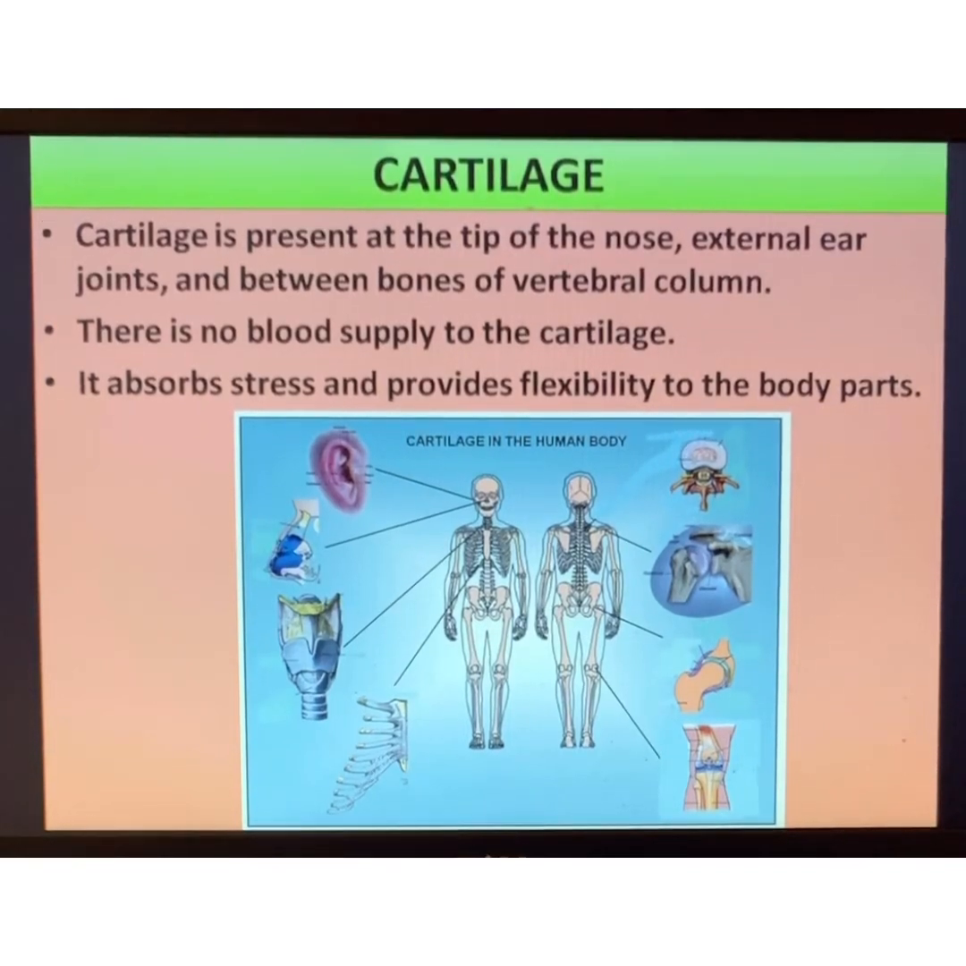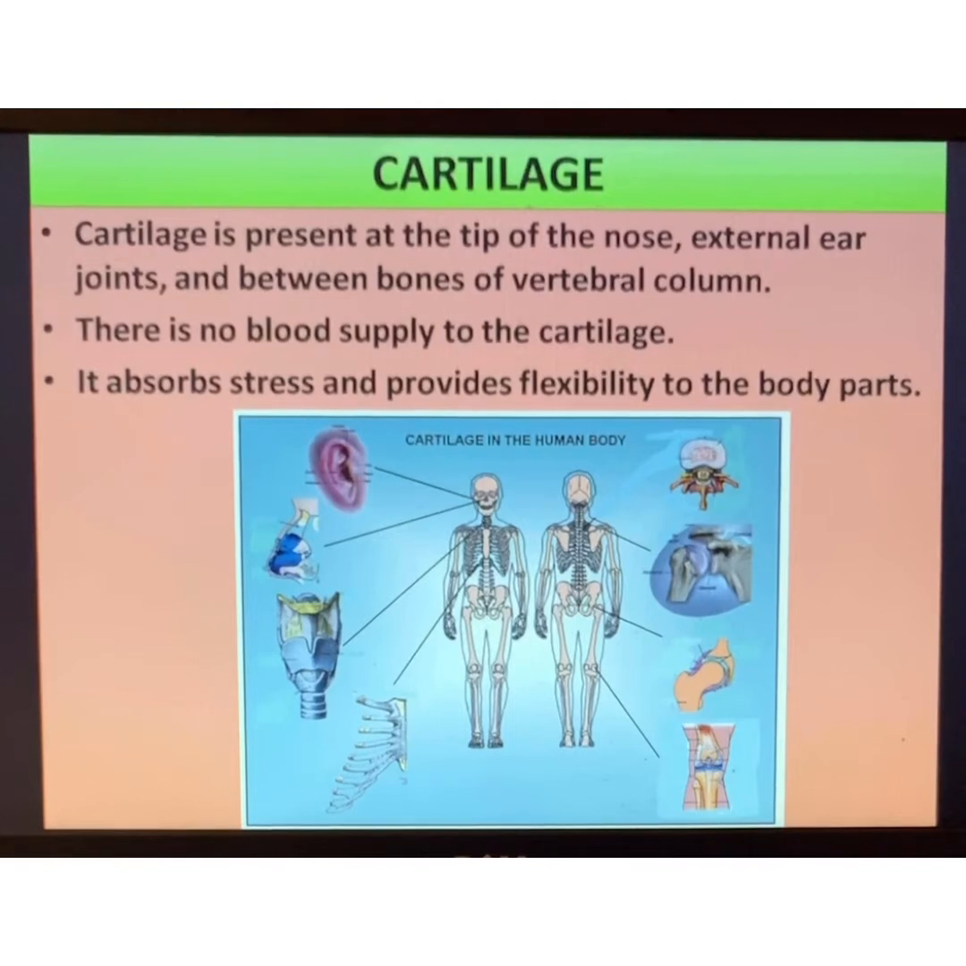All right, now what is cartilage? Cartilage again is a supportive tissue. Again, both bone and cartilage will have a matrix that I had told you about in the first video of connective tissue. This tissue, connective tissue, will always have the presence of matrix. In case of cartilage, the matrix is jelly-like, right?